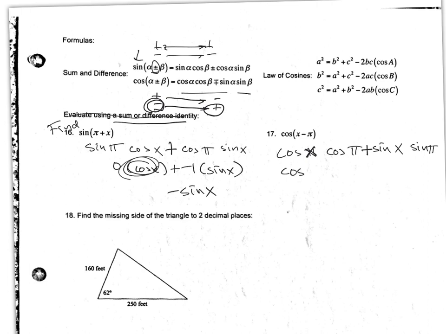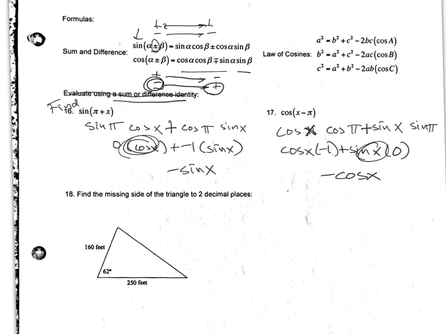Again, we cannot calculate with a variable, but the cosine of pi is -1. The sine of x, we don't know, but the sine of pi is 0. So this is your 0 here, and we get negative cosine of x. That's clearly on the test. Be prepared to use those formulas.